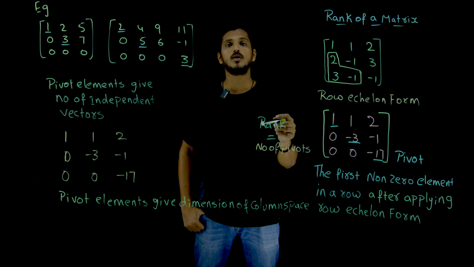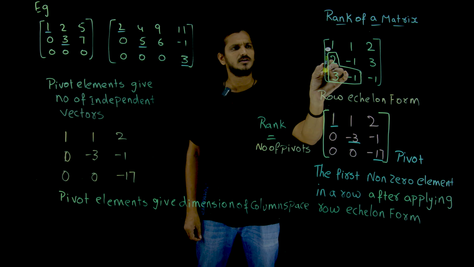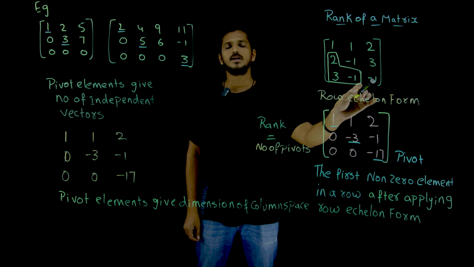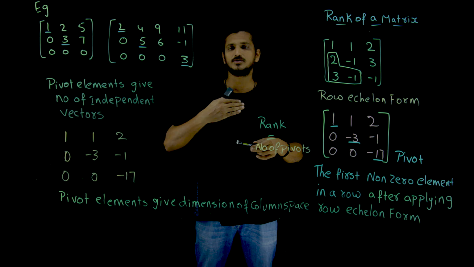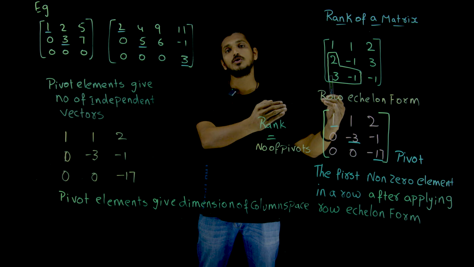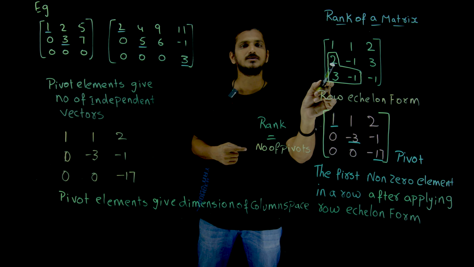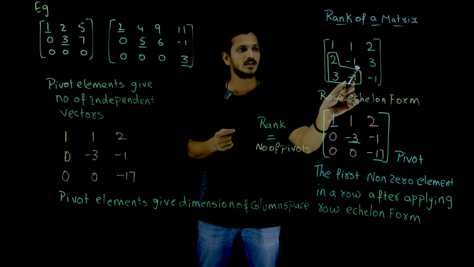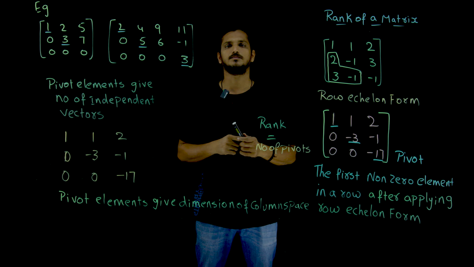Before we move on to the rank of a matrix, in our previous classes we already did some examples on row echelon form. You take a matrix: 1, 1, 2, 2, minus 1, 3, 3, minus 1, minus 1. We apply some row operations and convert this matrix into row echelon form. We are trying to eliminate these elements, the lower triangle elements, and make them zeros.